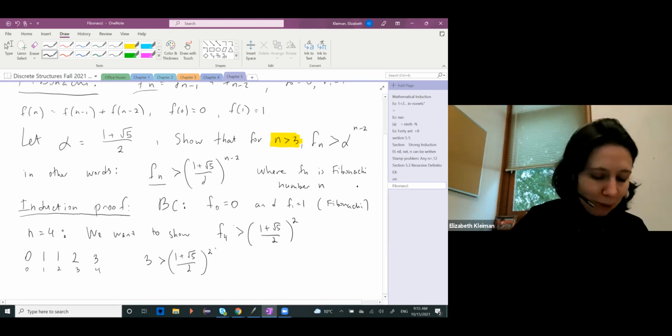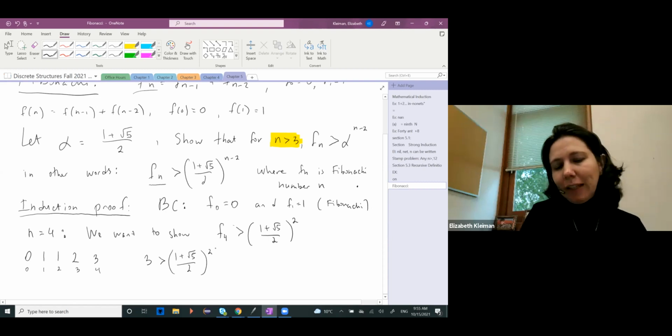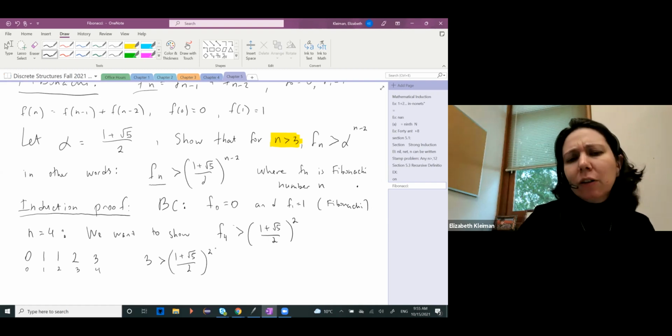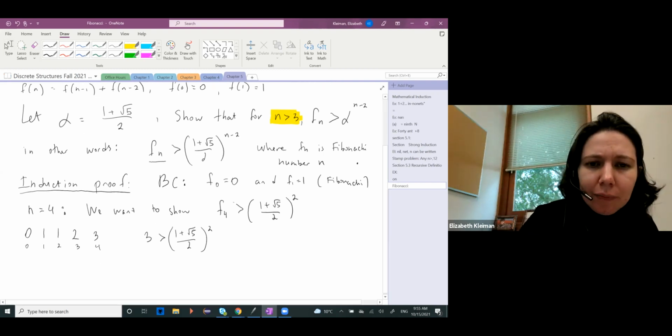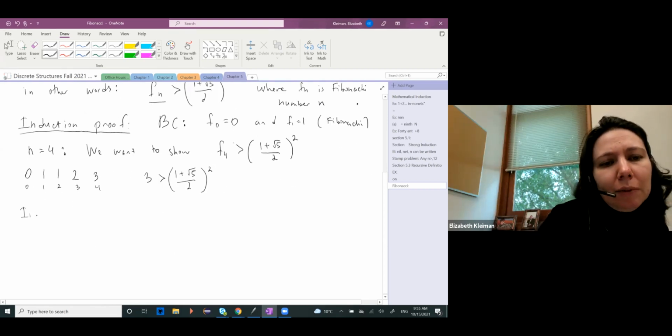This number is going to be smaller. So again, if you want, we can plug it in. I'm not sure I have the calculator with the square root of 5 on me, but it is true. Now, our next step is going to be the inductive step.